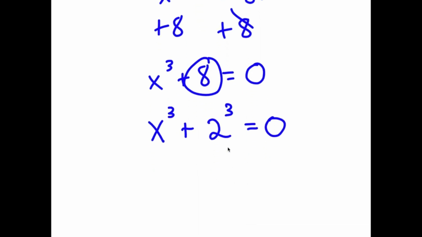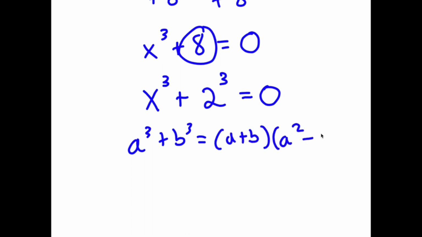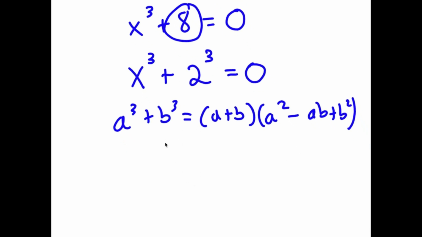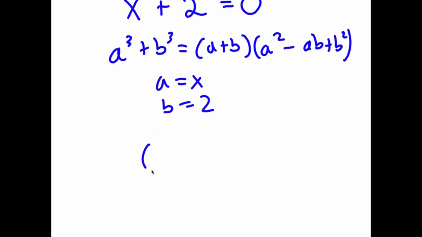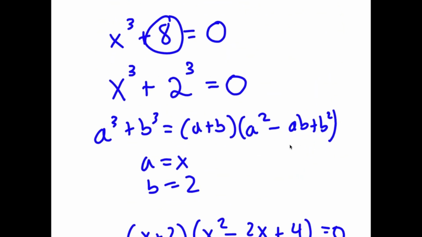Now if I have something in the form a to the power of 3 plus b to the power of 3, this is equal to a plus b times a squared minus ab plus b squared. In this case, a is equal to x and b is equal to 2. So now I have x plus 2 times x squared minus 2x plus 2 squared, which is 4. This is equal to 0.